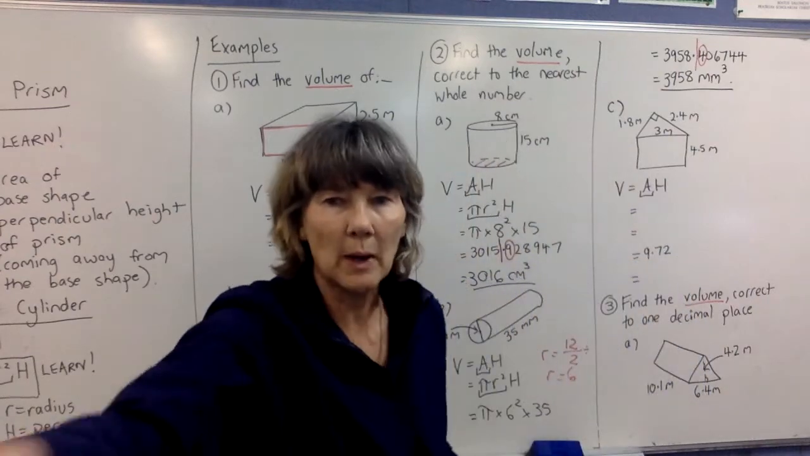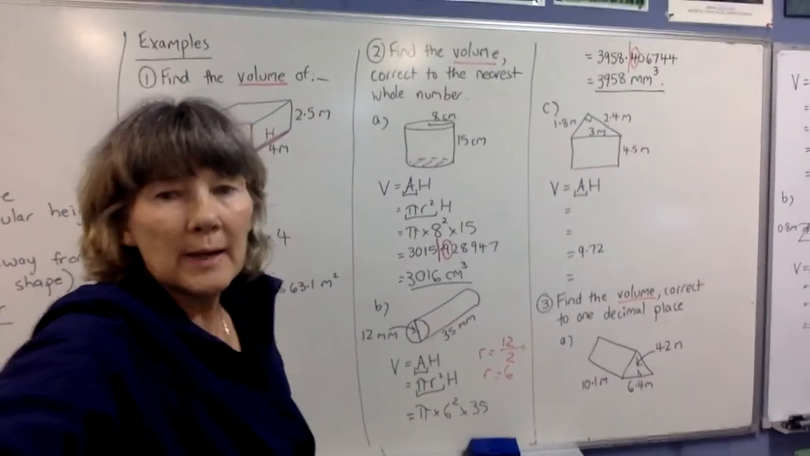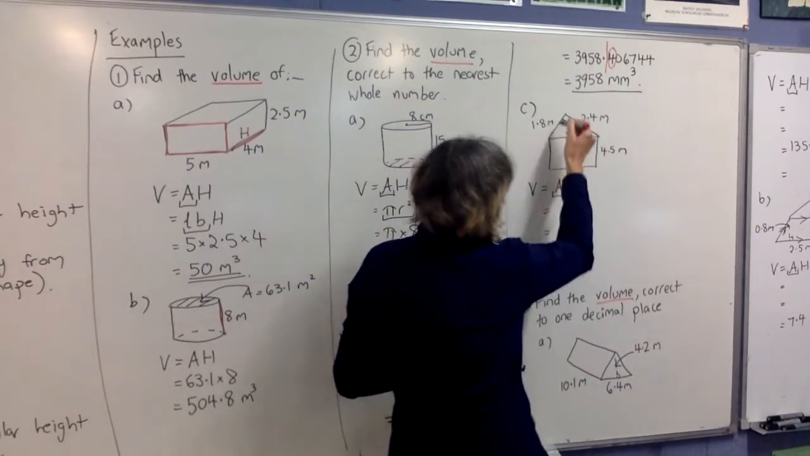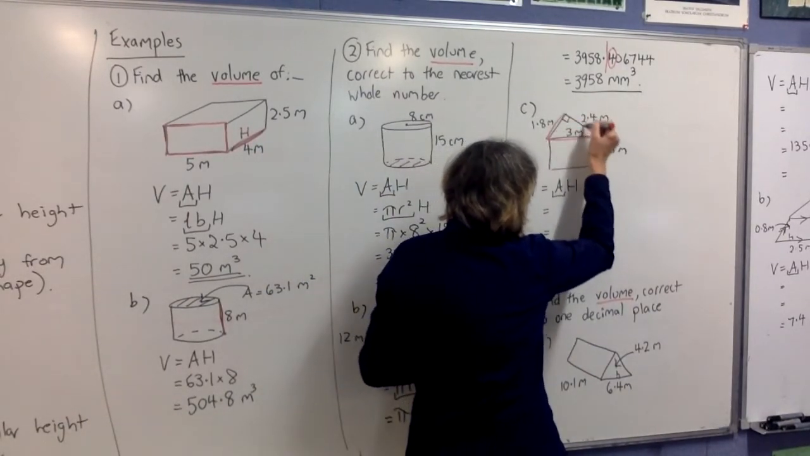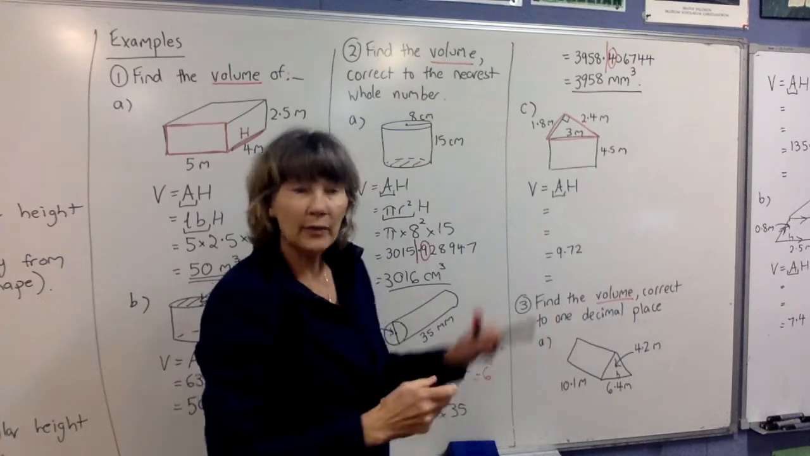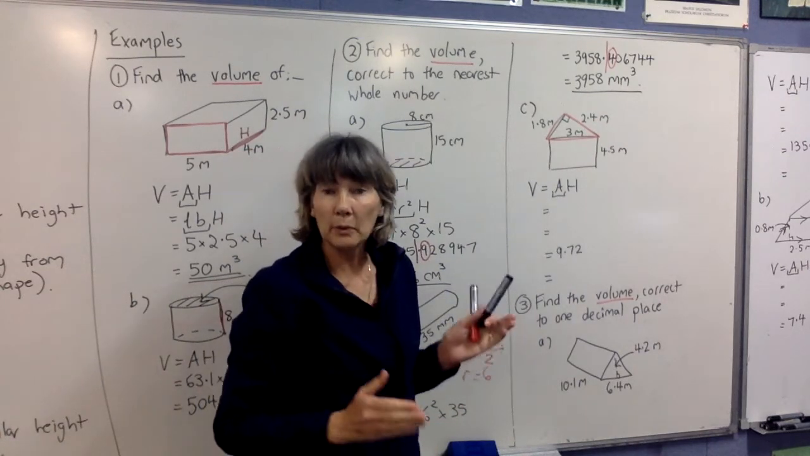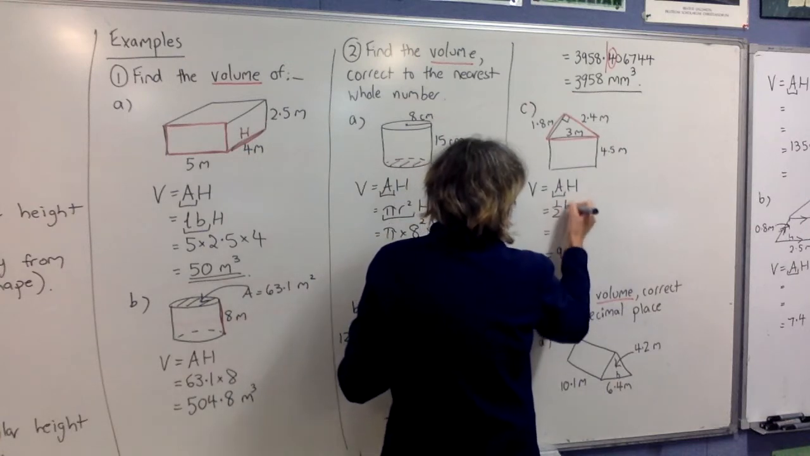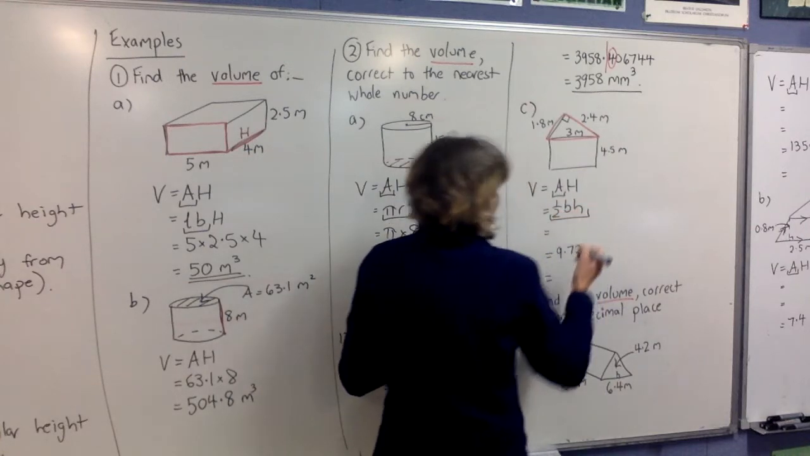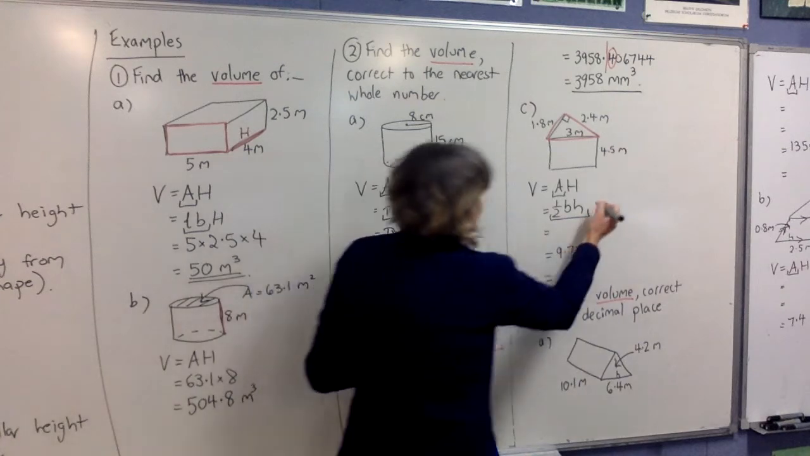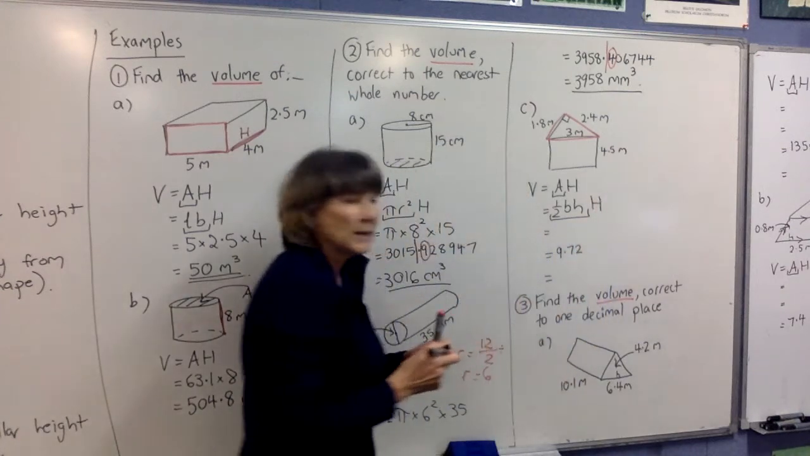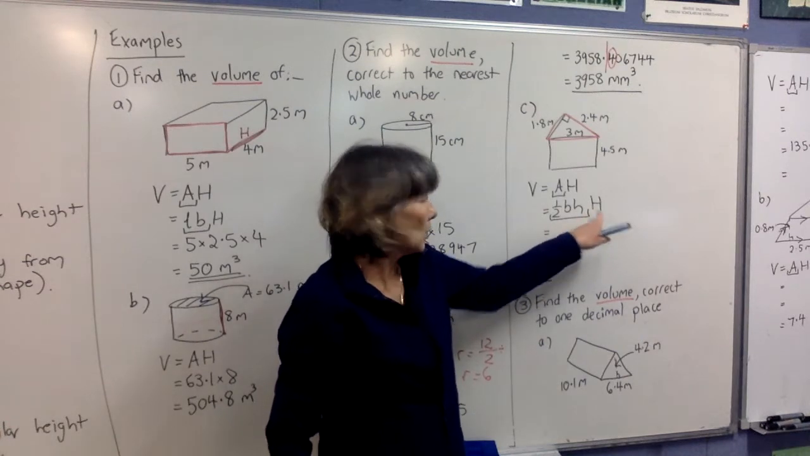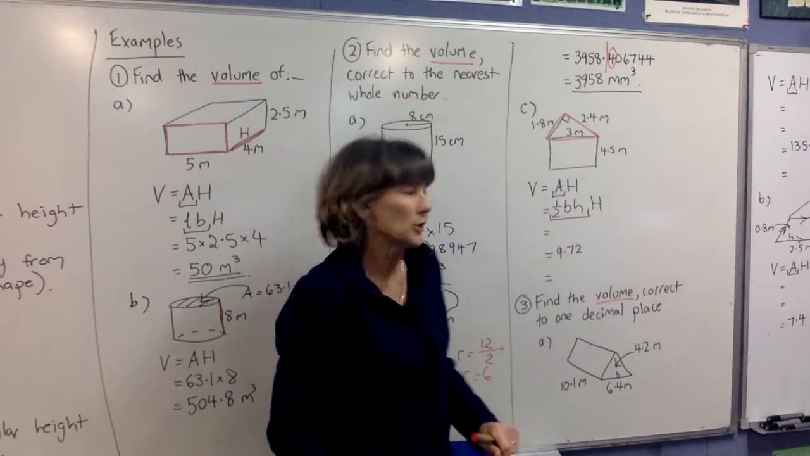Okay, looking at the next one. So this next one is a triangular prism. So our base shape here is a triangle. So in place of A this time, we're going to put the area of a triangle formula, which is a half BH. It's going in the place of A. Then we've still got our capital H on the end. So now you know why I'm using capital letters, because I don't want you getting mixed up with those H's.